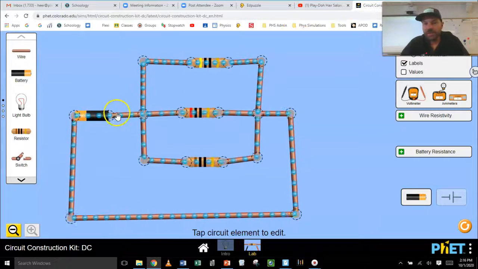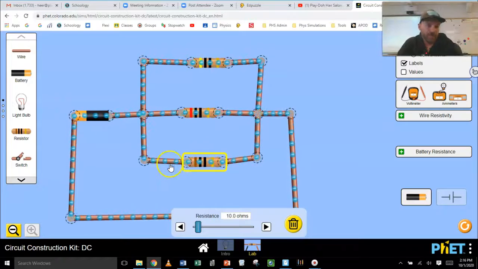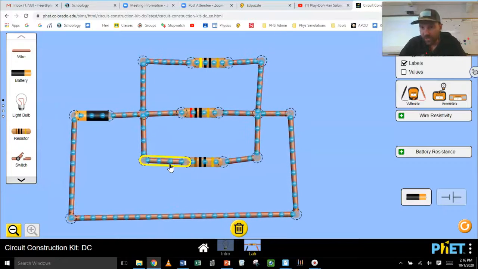Same idea. This battery is pushing equally across all these, but because one has less resistance or a bigger hole, more Play-Doh is flowing through it.